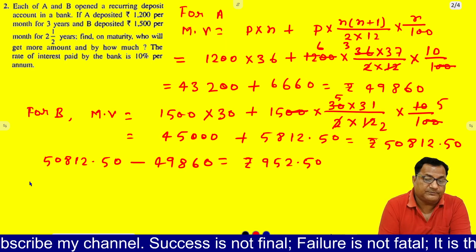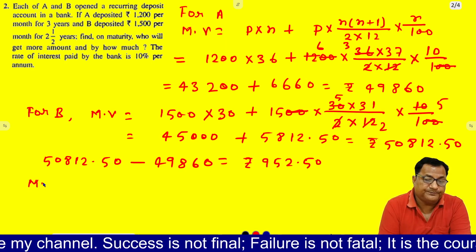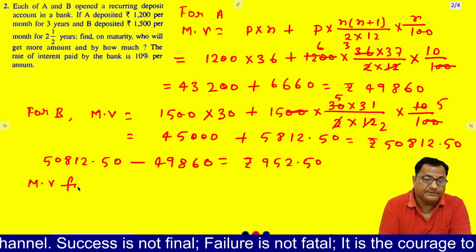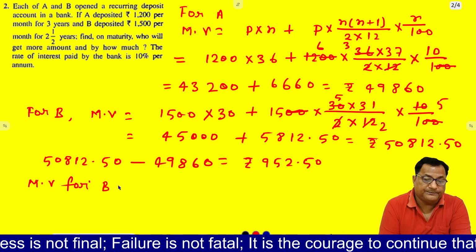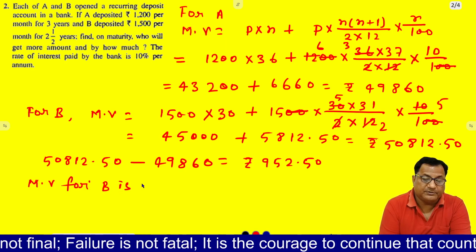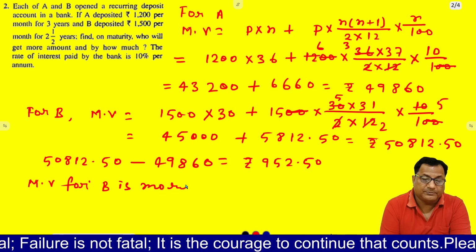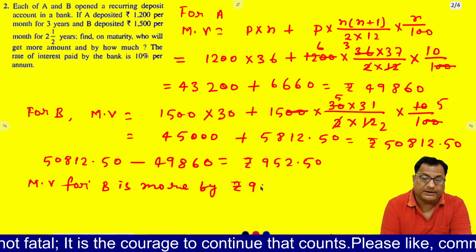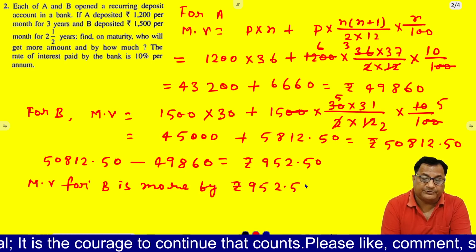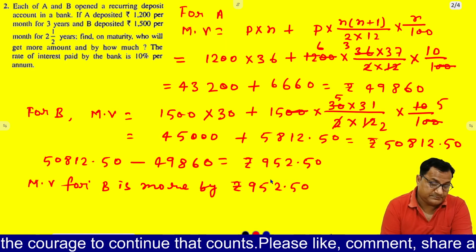So the answer will be: the maturity value for B is more by rupees 952.50. This is the answer.